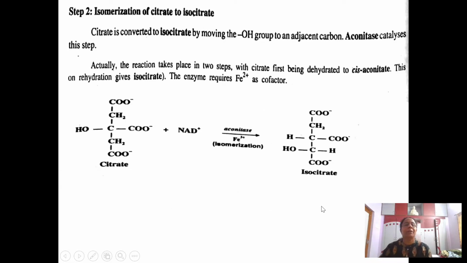Now, coming to the next step. So you have citrate now. Okay. This is converted into isocitrate. So actually this reaction takes place in 2 steps. The citrate first gets dehydrated to cis-aconitate, and this on rehydration gives isocitrate, and the enzyme requires Fe2+ as a cofactor. So we have citrate in the presence of aconitase, Fe3+. This is an isomerization reaction, which gets isomerized to isocitrate.